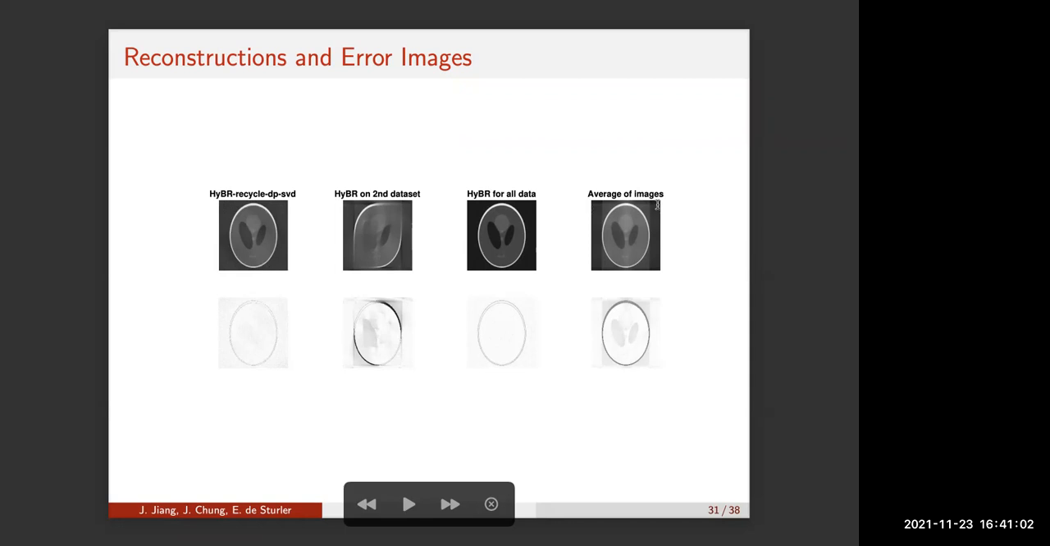And for the average of the images, we can see there is some shadow in the reconstructed image. The shadow also prevents us from seeing the details of the image clearly. And if we only use the second data set, we can only get half of the Shepp-Logan phantom.